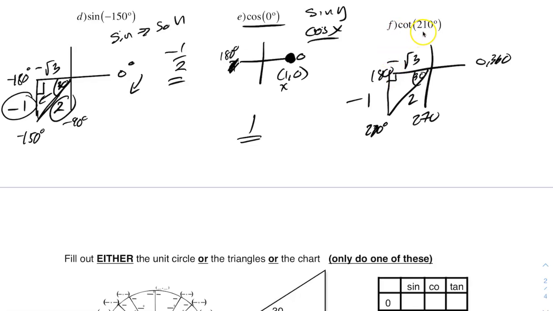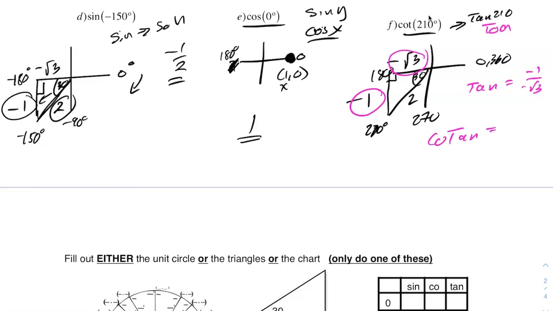And then I want cotan, so that's the opposite of tan. So the easiest way to do this is figure out what tan is first, and then flip it to the reciprocal. So tan is TOA, opposite over adjacent. So tan equals negative 1 over negative rad 3, which makes cotan, sorry, just the reciprocal of that, which is rad 3. The negatives canceled out already. So cotan of my angle equals that.